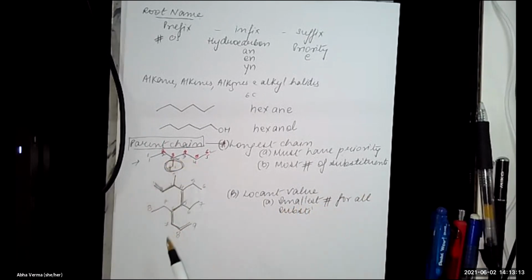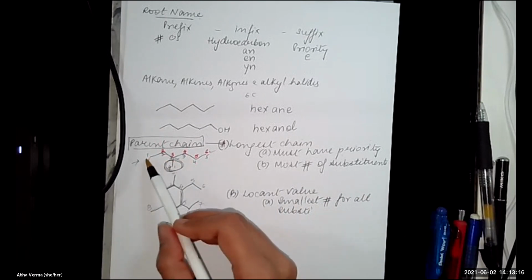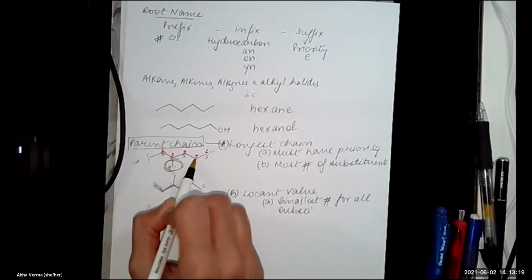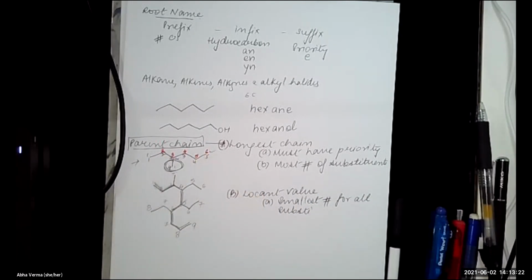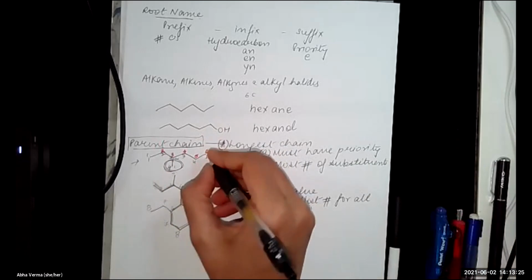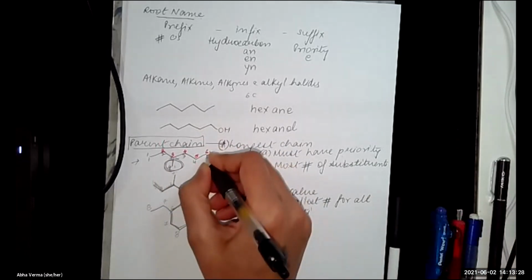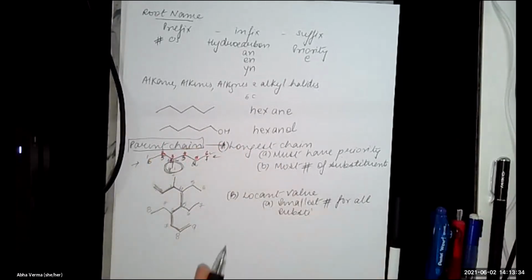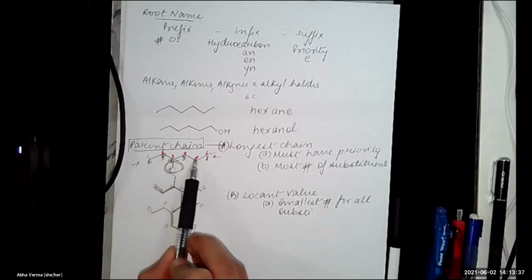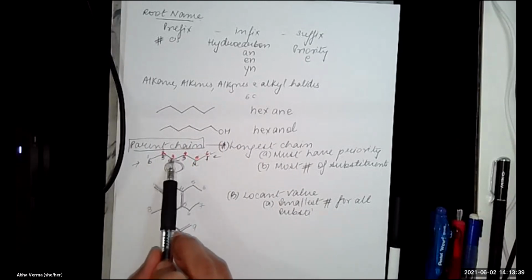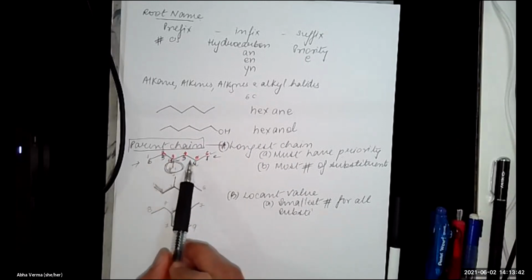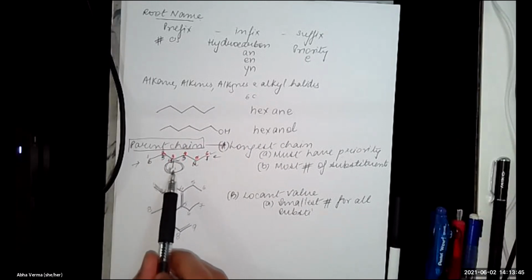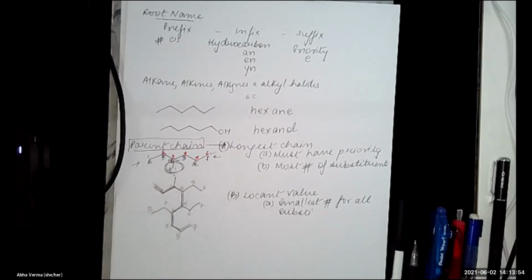So let's go back to this. I can start my numbering 1, 2, 3, 4, 5, 6, or I could start my numbering from this end, 1, 2, 3, 4, 5, 6. If I follow my red marks, my locant for the substituent is 3. But if I follow my black marks, my locant for my substituent is 4. Which is the lower locant value? 3. So I will follow my red mark here.